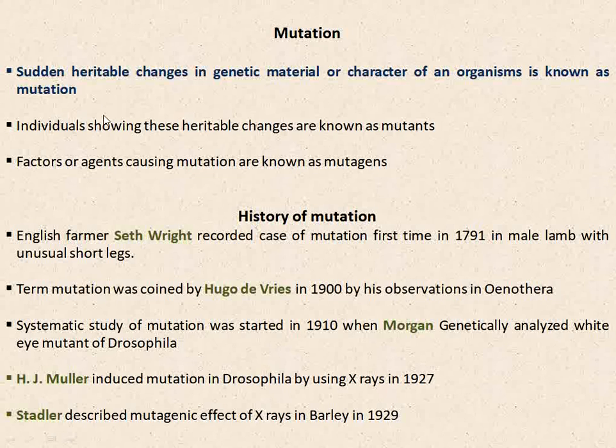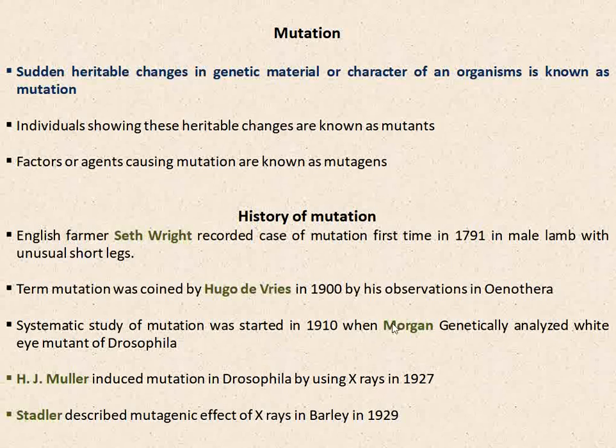The individuals which show these heritable changes or mutations we call mutants. These mutations are mainly induced by some factor or agent, and this factor or agent we call a mutagen. So a factor or agent causing mutations is called a mutagen.